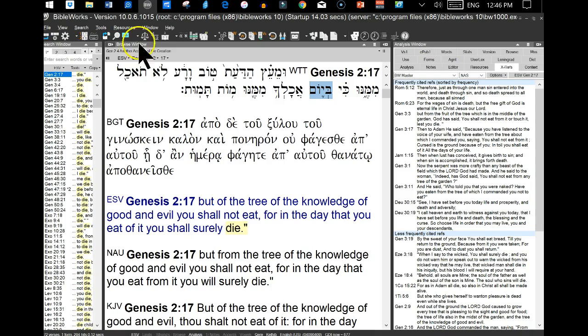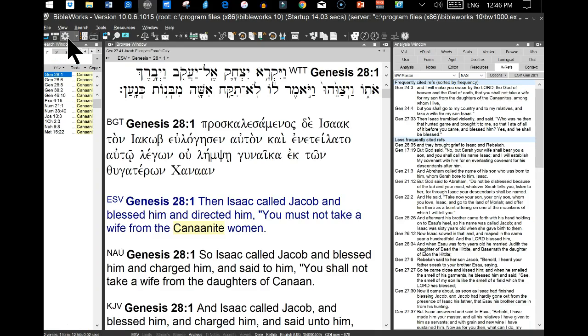And I don't know if you've ever noticed this, but I'm just going to type in the word Canaanite. And it occurs in those places in the Old Testament. But what do you notice about this place? That's a New Testament use. What should we do? We should look at it.